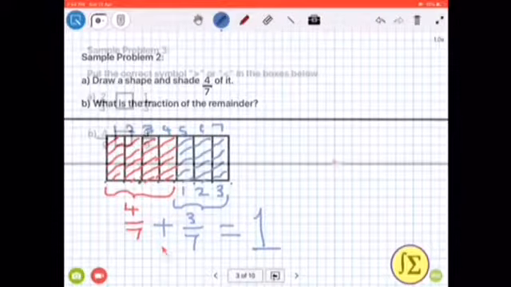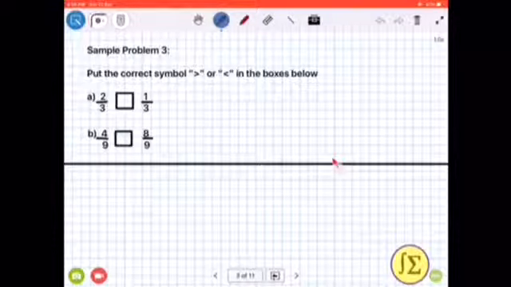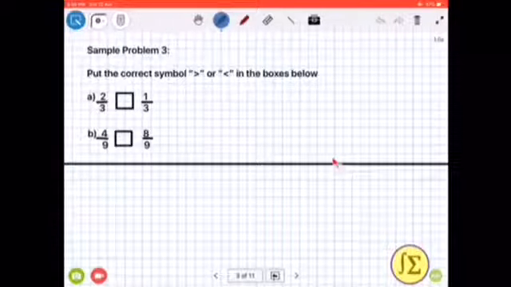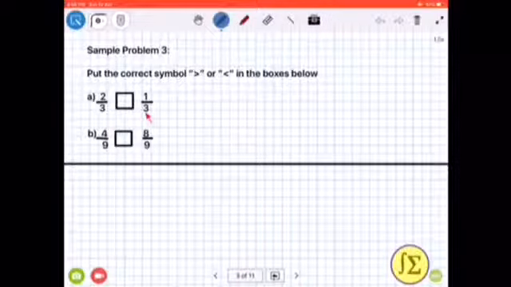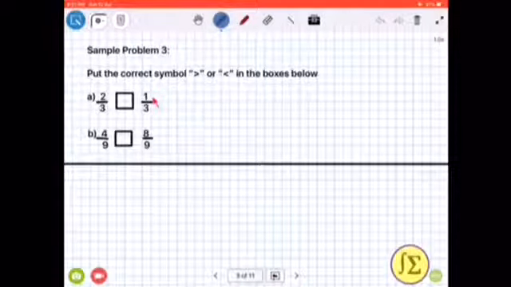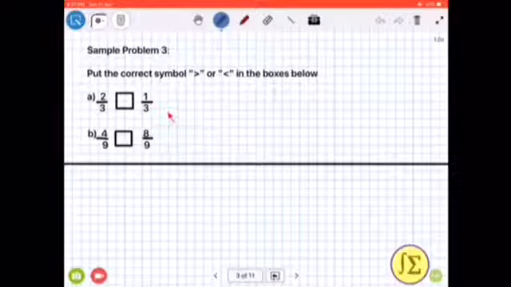All right? Okay, put the correct symbol, more than or less than, in the boxes below. Right? So we are not going to graphically show the fractions and see which is larger. Like I told you earlier, all you have to do when the denominator is the same, in this A here, both are 3, is look at the numerator, which has the larger value. The fraction with the larger numerator value when the denominators are the same is the larger fraction, right?